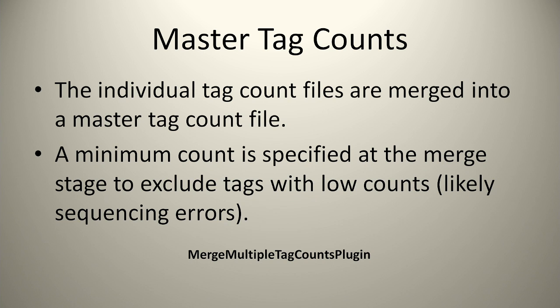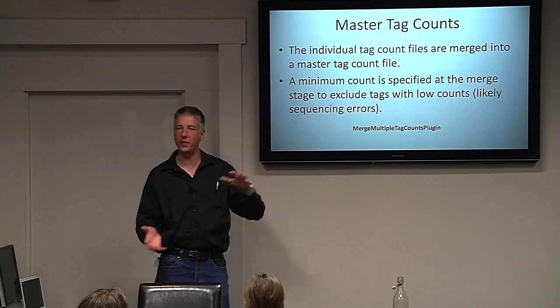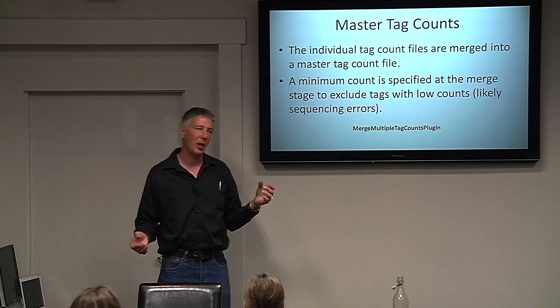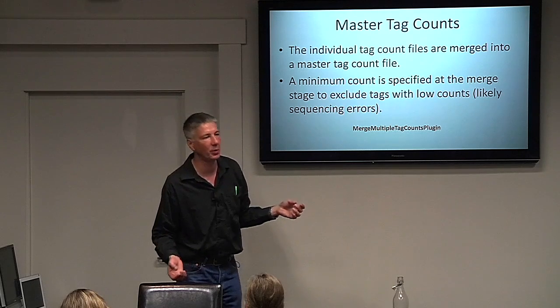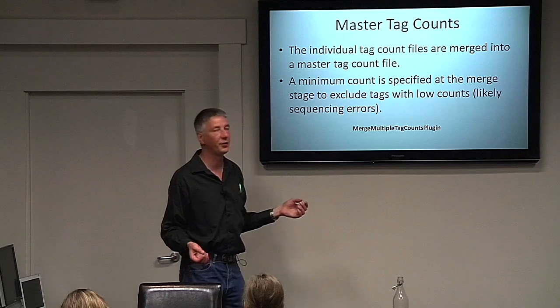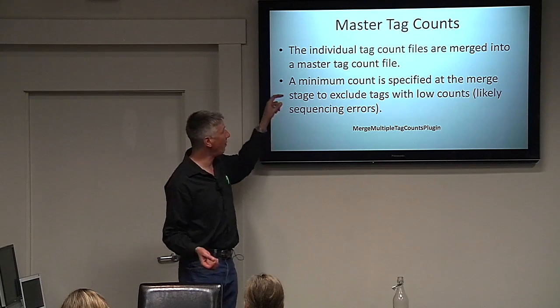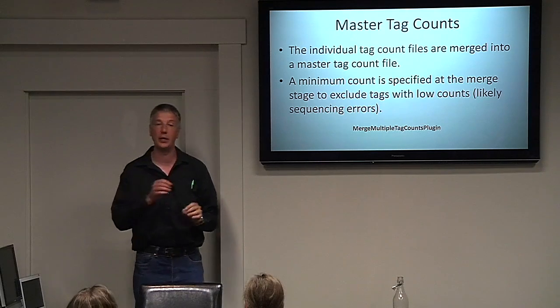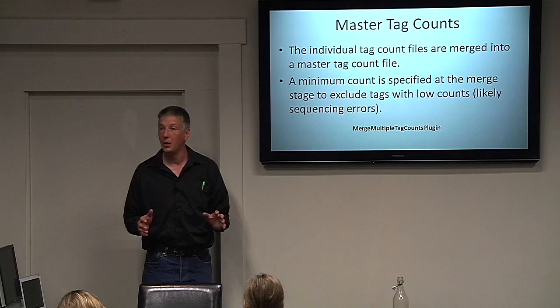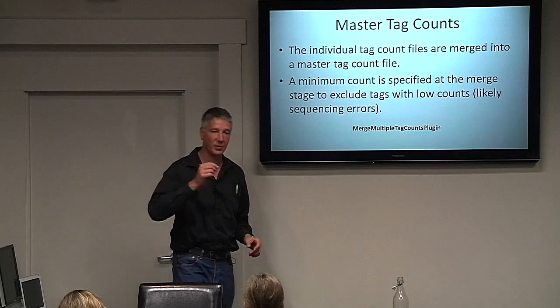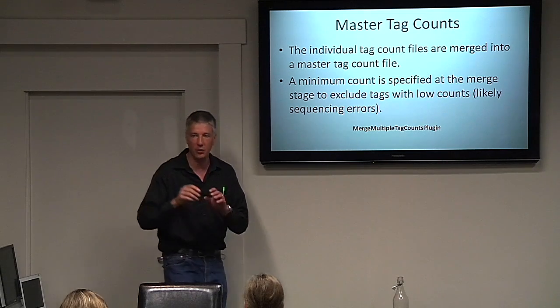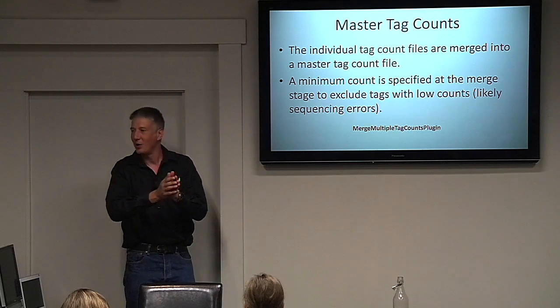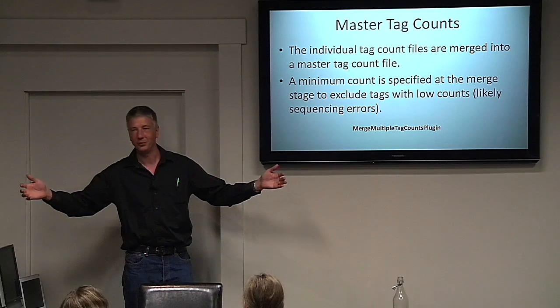At this stage, we've got, let's say 30 or whatever it is, tag count files, and we want to merge all of these together and make a master tag count file. One of the things that we do at this step, really one of our first filtering steps, is specify a minimum count: the minimum number of times a tag has to be seen to be included in the master tag count file. So if you only see a tag one time, and this is another one of these fiddly knobs, it's going to depend on how many sequences you're putting in total.